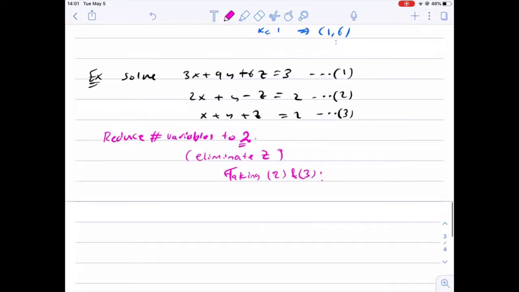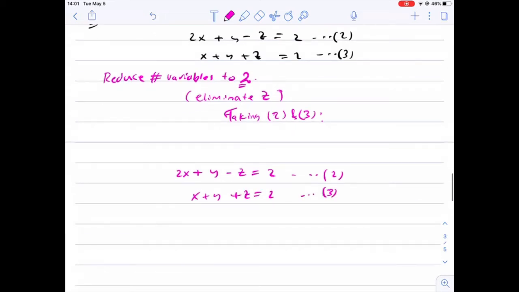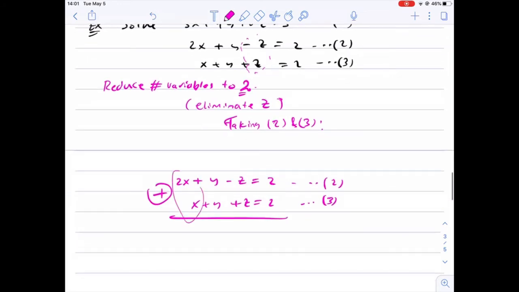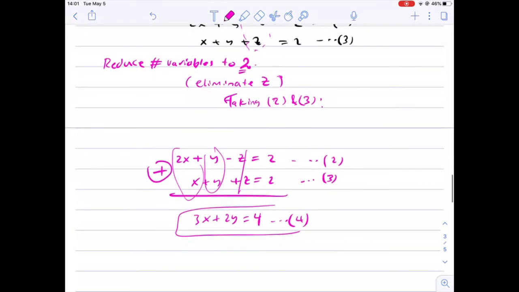the equation 2 and 3. So we have 2x plus, we can choose any two of the equations. So this is 2, and x plus y plus z equals 2. This is the third equation. Now we try to eliminate z. As you can see, I chose 2 and 3 because it's very easy to eliminate z. We have z and negative z, and if we add the two equations, we get 3x plus 2y equals 4. So we got a new equation, 4.